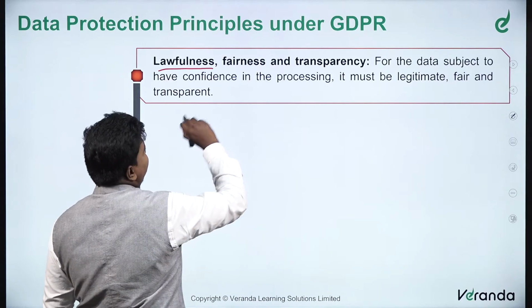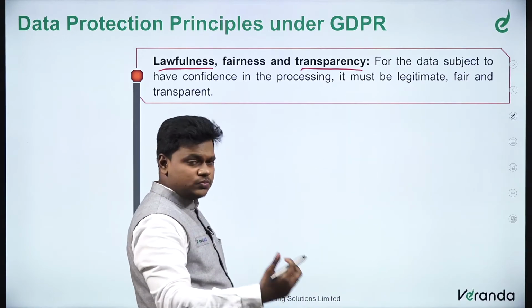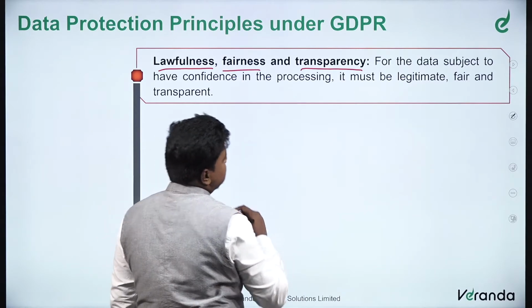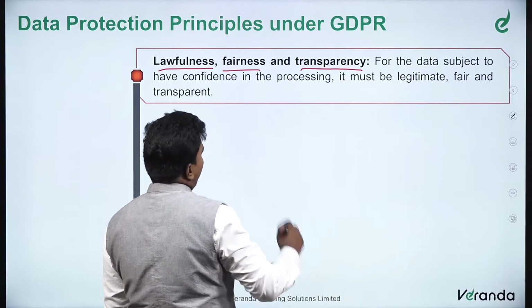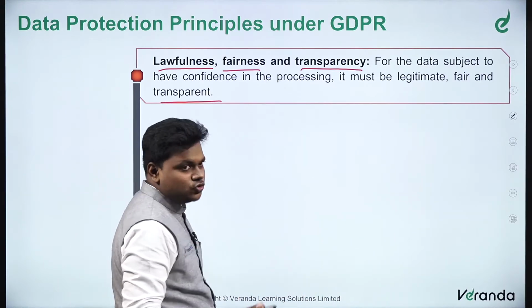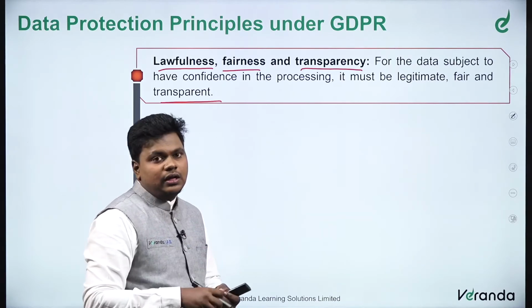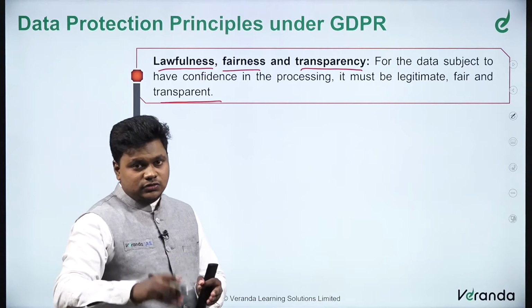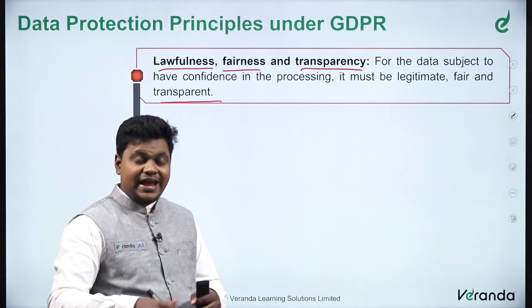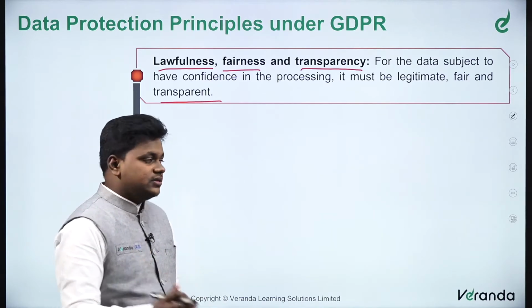Lawfulness, fairness and transparency. These are some of the principles of GDPR which have been implemented by the European Union. For the data subject to have confidence in the processing, it must be legitimate, fair and transparent. For example, if any company comes up with a privacy policy, it should abide by the law, it should be transparent, and it should showcase what things can be done with regard to the privacy policy. So, fairness and everything should be considered.